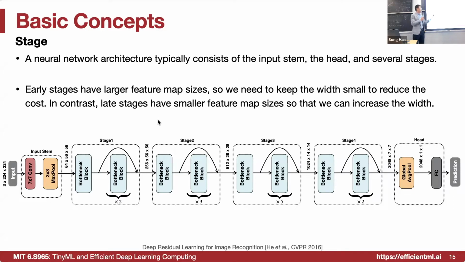Okay, and then we have several stages. So here we have 4 stages. Okay, within each stage, the resolution is the same, right? For example, in stage 1, we have 56 resolution. Stage 2, 56. Stage 3 is 28. Okay? Stage 4 is 14. So, and after that, the head is application specific, right?